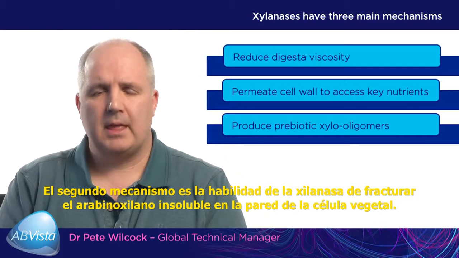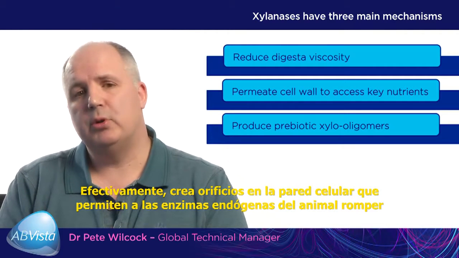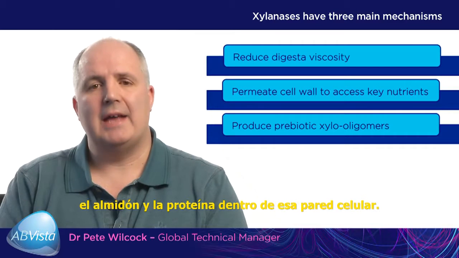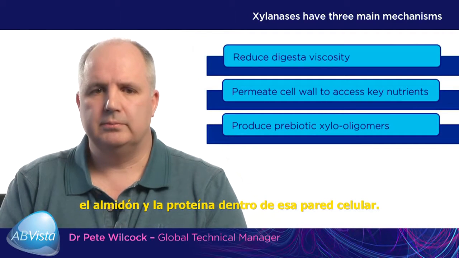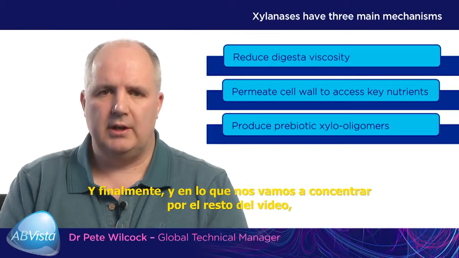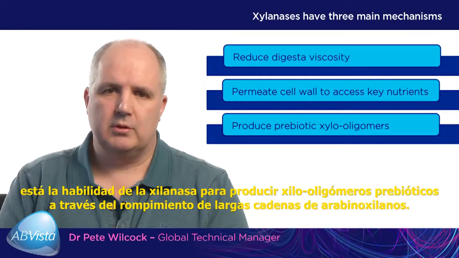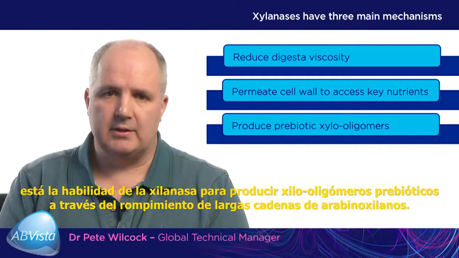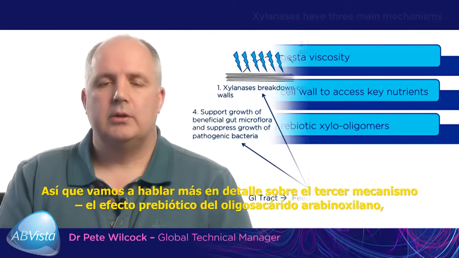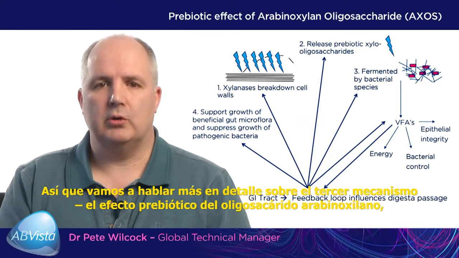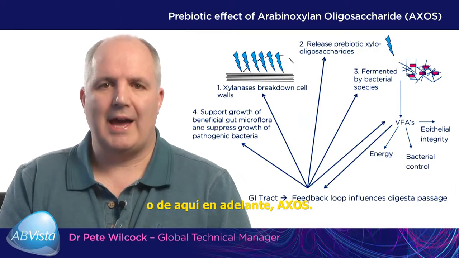The second mechanism is the ability of the Xylanase to break down the insoluble Arabinoxylans in the cell wall. Effectively, it's punching holes in the cell wall, allowing the endogenous enzymes of the animal to break down starch and protein within that plant cell wall. And finally, which we're going to concentrate on in the rest of the video, is the ability to produce prebiotic xylo-oligomers through the breakdown of long-chain Arabinoxylans using a Xylanase. So we're going to talk in more detail about the third mechanism, the prebiotic effect of the Arabinoxylan oligosaccharide, or otherwise, as we go forward, AXOS.